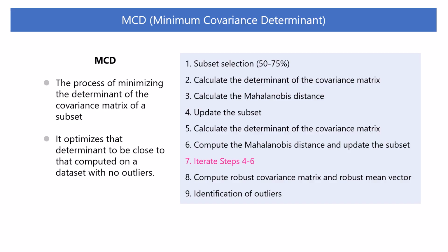Step 4 to step 6 are repeated until there are no more data points that can be considered outliers. Through this iteration, the values of the determinant of the covariance matrix converge. This is the process of minimizing the determinant of the covariance matrix of the subset, that is the objective function. Then, using the optimal subset, compute the covariance matrix and the mean vector that consists of means of each variable. These are the robust covariance matrix and the robust mean vector. Finally, using the robust covariance matrix and the robust mean vector, calculate the Mahalanobis distance for all data points, including those outside the subset, to identify outliers.